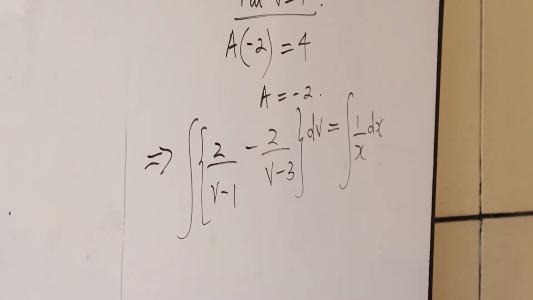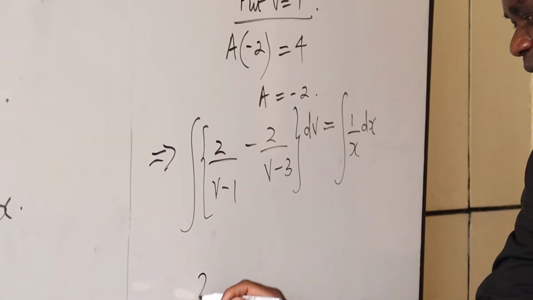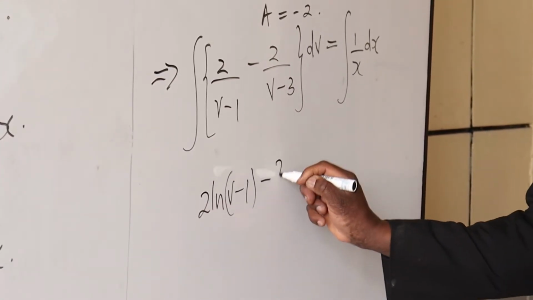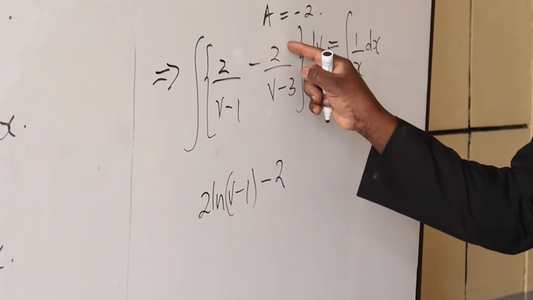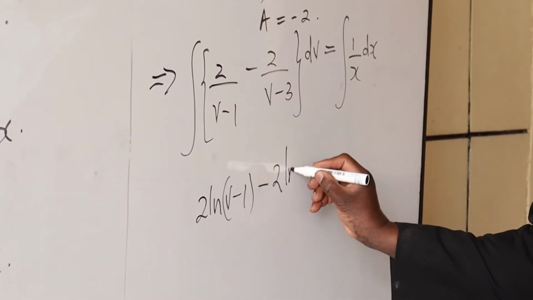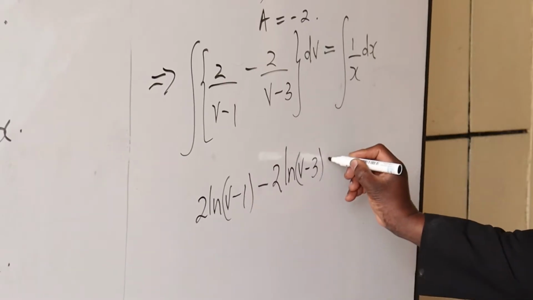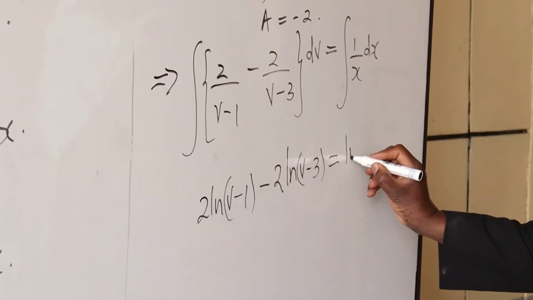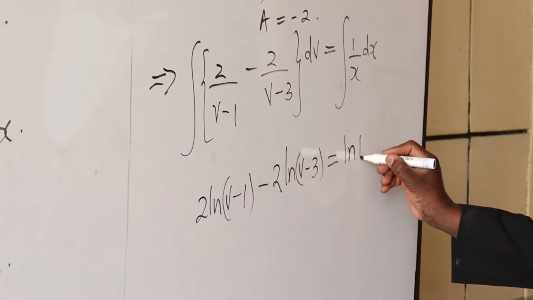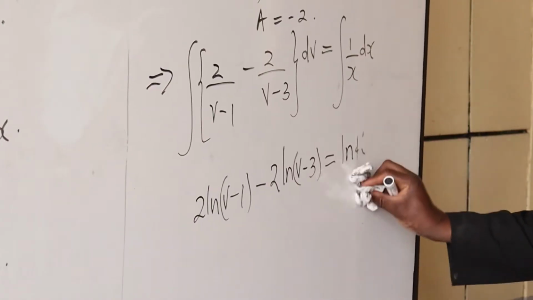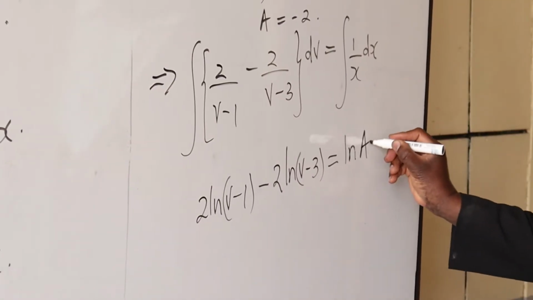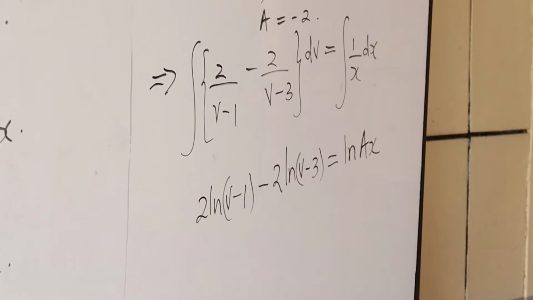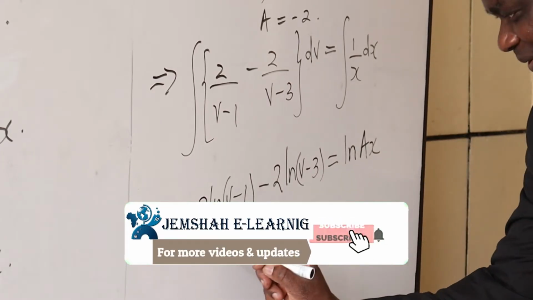So from this, when you integrate 2 all over this, you get 2 ln of v minus 1 minus 2, because the derivative of this is 1. 1 is here. So 2 ln of v minus 3 is equal to, now, the integral of this becomes plus the constant, it will be integral ln of kx. Or integral of ax will be ln of ax. ln of ax. This implies what?